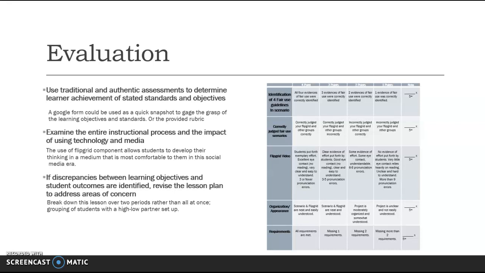As far as the instructional process and the impact of using technology and media, the use of the Flipgrid component allows students to develop their thinking in a medium that's most comfortable to them in this social media era. Again, they love TikTok, Instagram, Snapchat. So this is just a nice progression and they'll feel comfortable and more engaged as they're going through it.